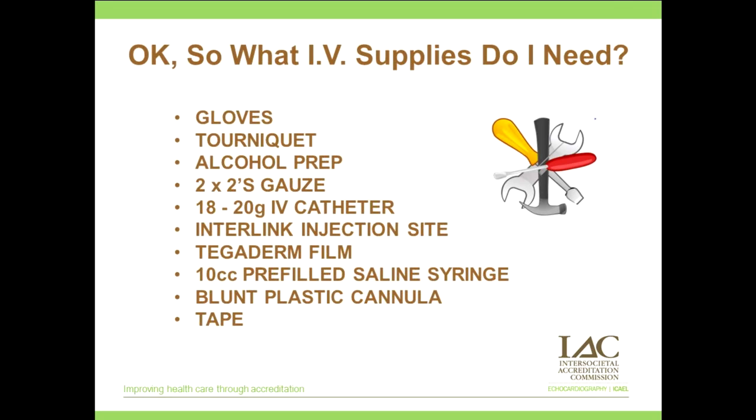So if your lab does not start IVs routinely, here's a list of supplies that we use in our lab: gloves, tourniquet. You'll want alcohol prep. We use 2x2 gauze, 18 to 20 gauge IV catheter needles, the interlink injection site, Tegaderm film. We use the pre-filled saline syringes. We're sort of spoiled. Blunt plastic cannula, and tape.